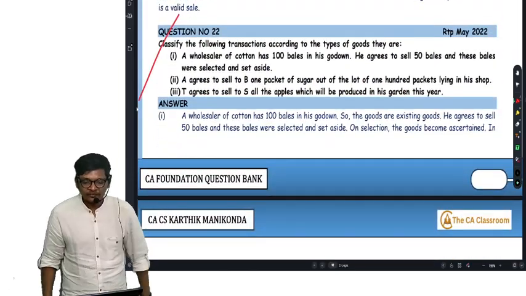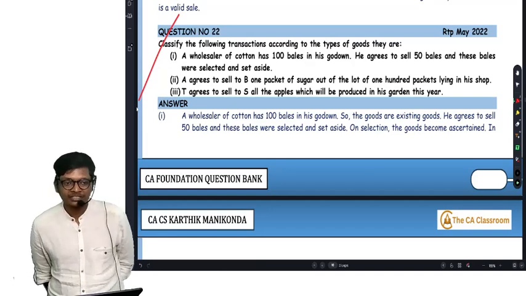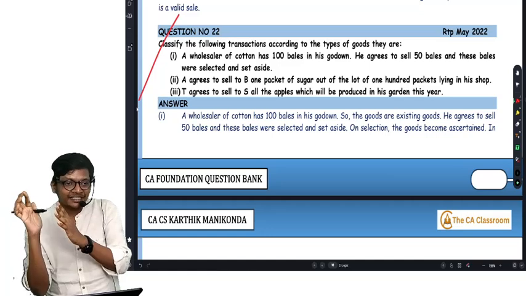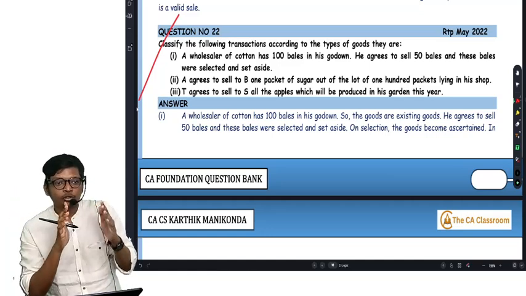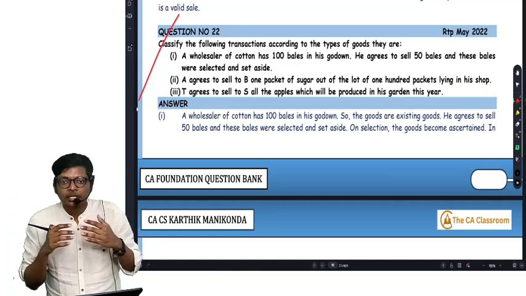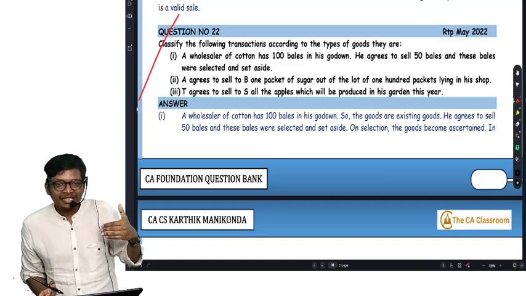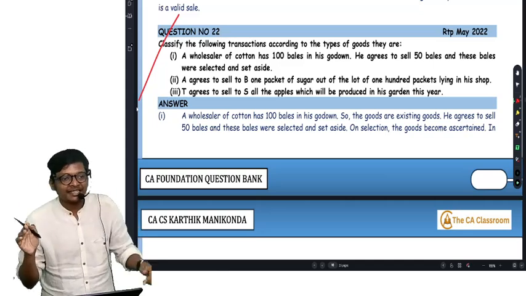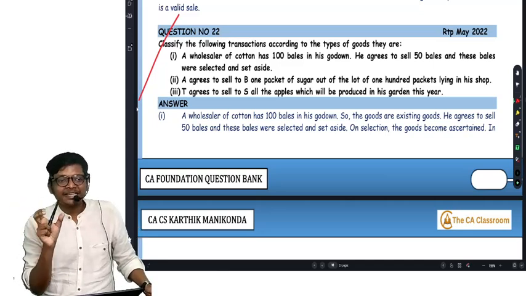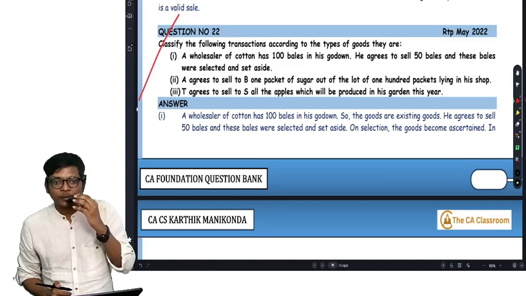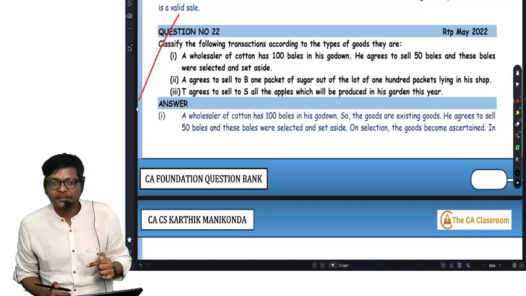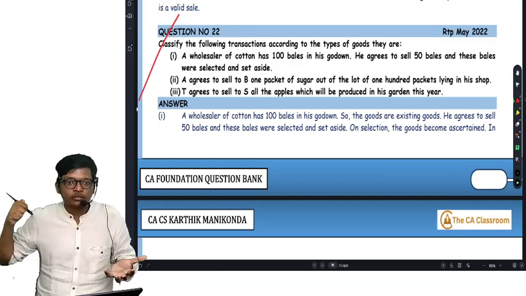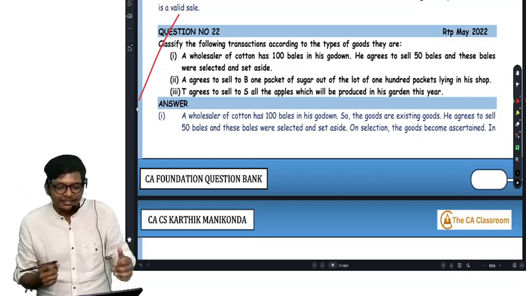Next, classify the following according to type of goods. We know the types of goods. There are 3 types: existing goods, future goods, contingent goods. Existing means it is there now. Future means it is yet to come. Contingent means I will get it contingent upon some event happening. Within existing we again have 3 classifications: specific, ascertained, unascertained. Specific means I go to a pet shop and I want that dog. That dog is what I want. I don't want some other dog. Ascertained means from a huge basket, if you take some goods out, it's ascertained. Unascertained is the basket itself.